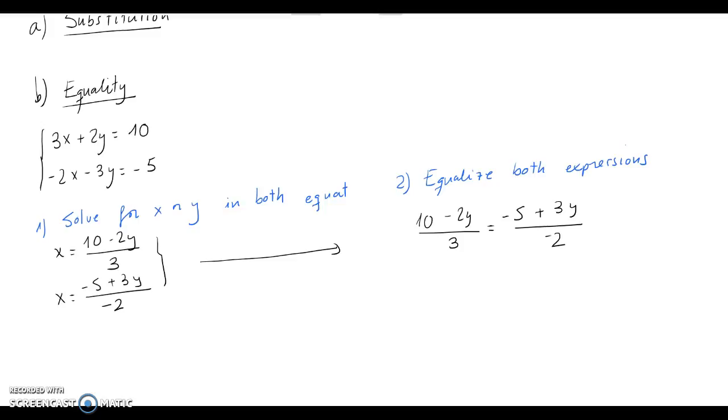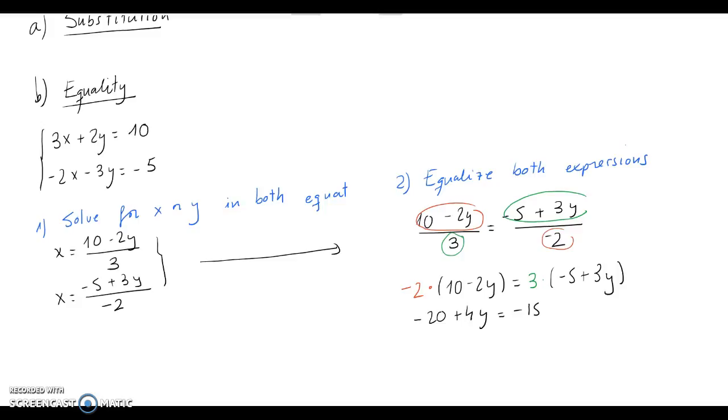So I'm going to have minus 2 multiplied by the first numerator. So minus 2 times (10 minus 2y) equals 3 multiplied by the second numerator, that is (minus 5 plus 3y). So let's solve this equation. This is going to be minus 20 plus 4y equals minus 15 plus 9y.